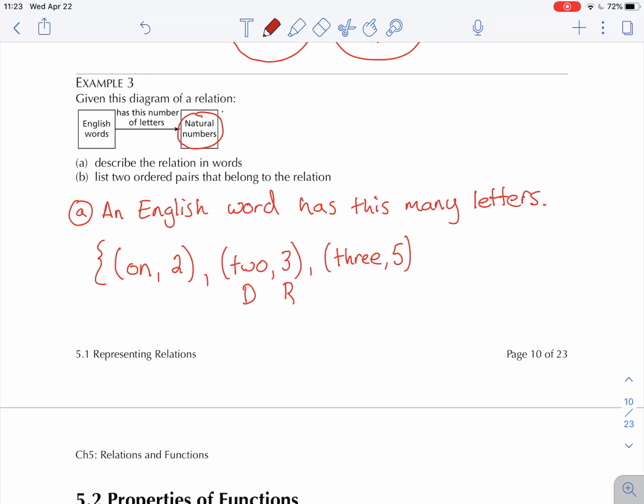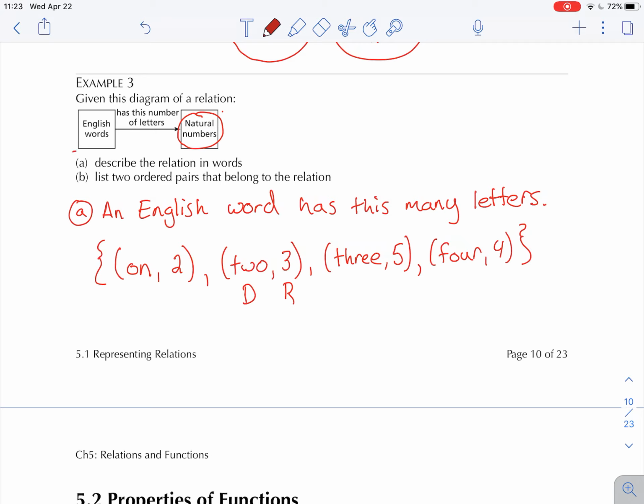Our next one, I'm going to do one more. 3 goes to 5 because 3 has 5 letters in it. And one more, 4. That one's nice because 4 actually does go to 4.